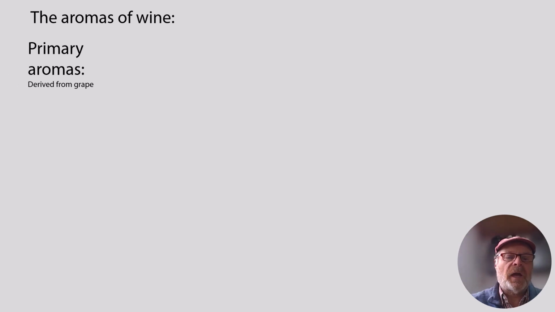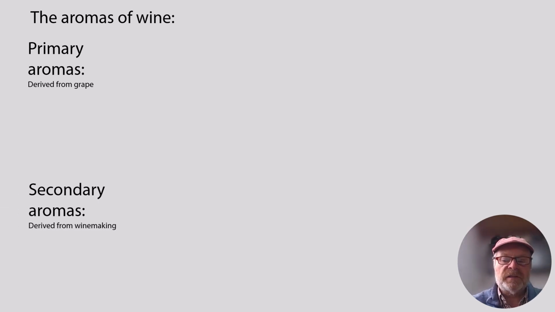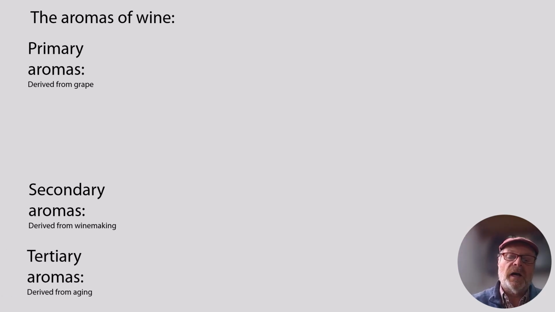So let's review wine aromas. The aromas of wine are divided into three categories. The primary aromas are the aromas that come from or are part of the grapes, the skins, and all these aromas from the grape are called primary aromas. Then we have secondary aromas. These are aromas that the wine will pick up during the fermentation process. And then we have the tertiary aromas, which are the aromas that the wine will pick up during storage or during the aging process.